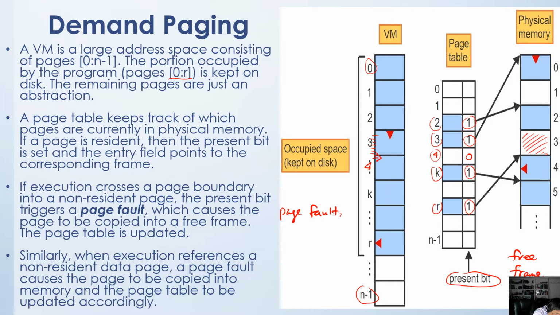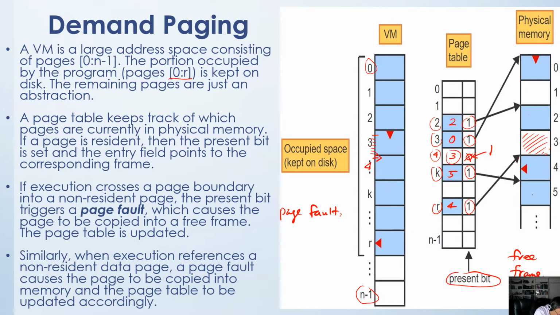So then we load this frame number 3 over here, and we update this present bit to 1. Now, of course, in this case, page 2 is loaded into frame number 2, page 3 is loaded into frame number 0, and the page K is loaded into frame number 5, page I is loaded into frame number 4, right? So now we load the page 4 into frame number 3.